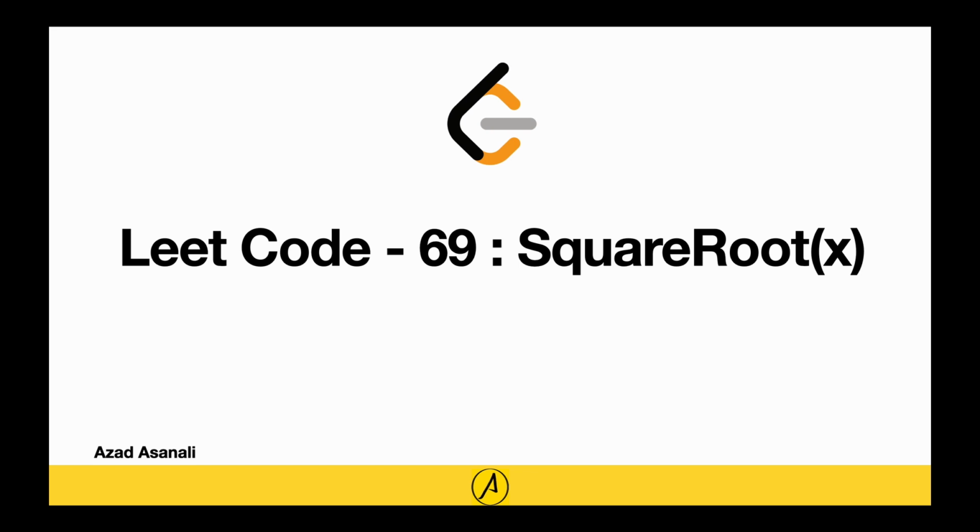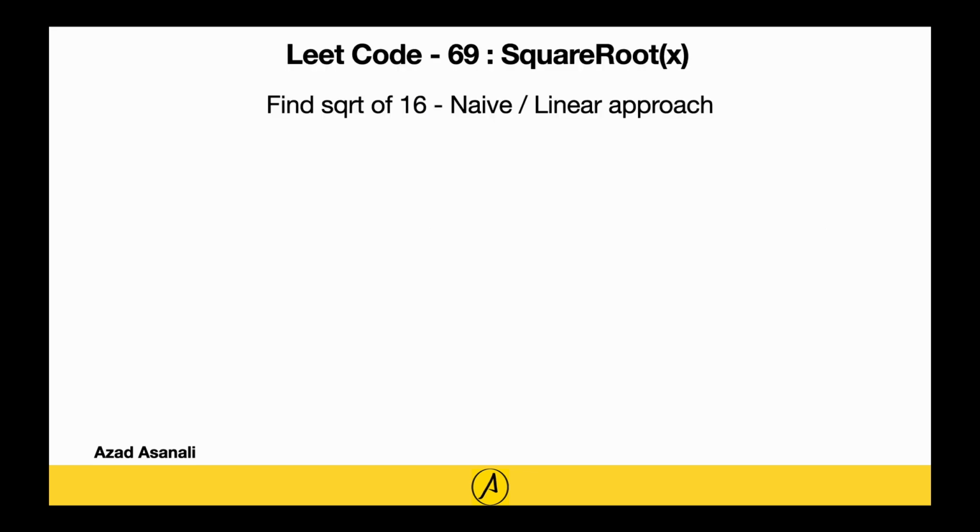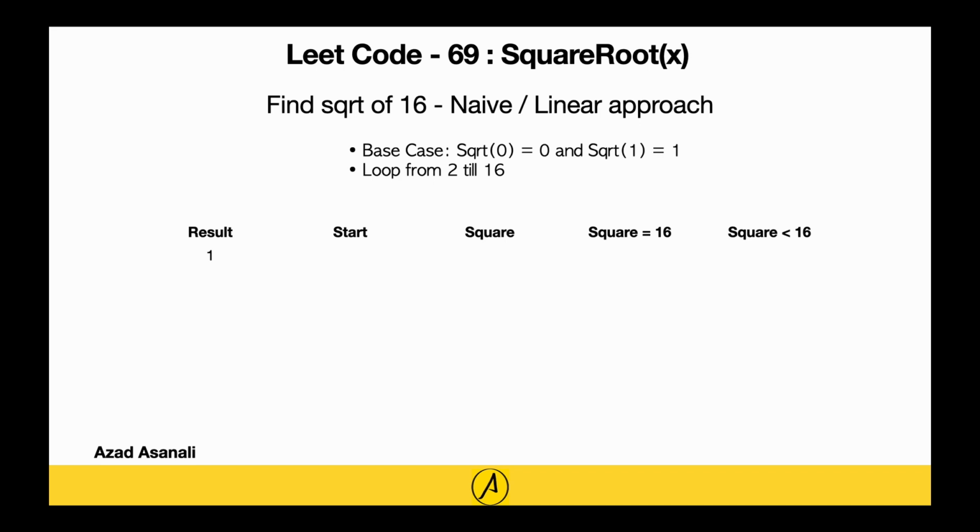Okay, let's see how we can solve this problem. We need to find the square root of 16. What can we do? We can use a naive linear approach. Basically, we fix our base cases: the square root of 0 is 0, and the square root of 1 is 1. Then we loop from the number 2 till the given number 16. First we fix the result as 1, because the square root of the minimum number less than 2, which is the square root of 1, is 1. So we fix that number in the result.